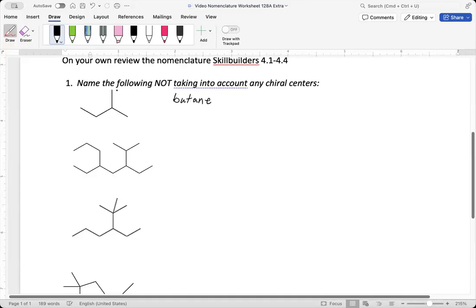And the next thing I need to do is look at the substituents. So there's one substituent, and that is methyl. And now I need to locate that substituent. So I'm going to number this parent. If I start here at the left, I'm going to get 1, 2, 3, and the substituent would be at 3. But if I start here at the right, it's going to be 1, 2, and my substituent is at the 2 position. So the name of this compound is going to be 2-methylbutane.